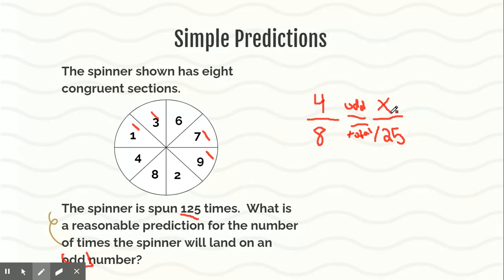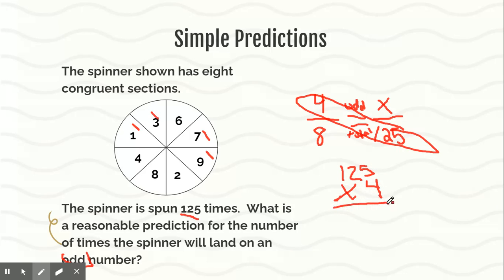And then there's an X there, and then I cross multiply, so 4 times 125. 125 times 4. 5 times 4 is 20. 4 times 2 is 8, plus 2 is 10. 4 times 1 is 4, plus 1 is 5. Okay, and then I divide by 8.